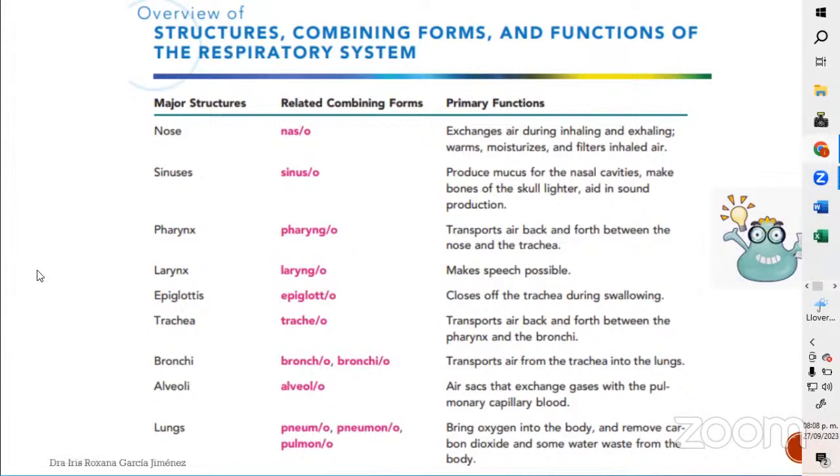So, doing it faster. Just check how to combine the vowel. As you can see, all of them are using the O. It's easier to do that. For example, pharynx is pharyngo, or maybe larynx, laryngo, similar to Spanish, right? Trachea, tracheo, as you know, it's easy to make. About lungs, we got pneumo, pneumono, or pulmono. According to the situation, we choose the correct expression, the correct word. Please read all of this, the primary functions and the major structures, just for making a review and catching as much vocabulary as you can.